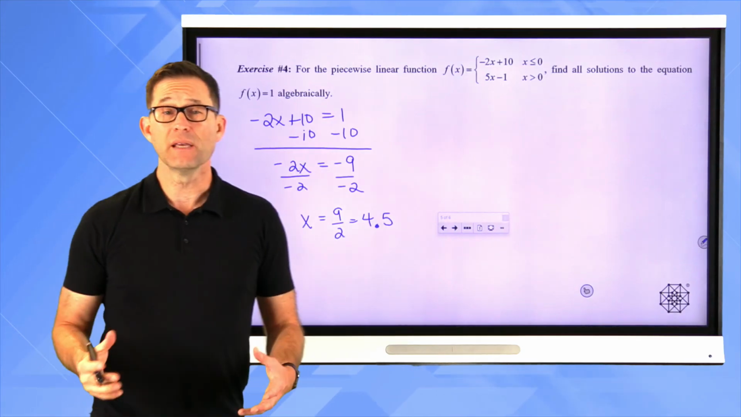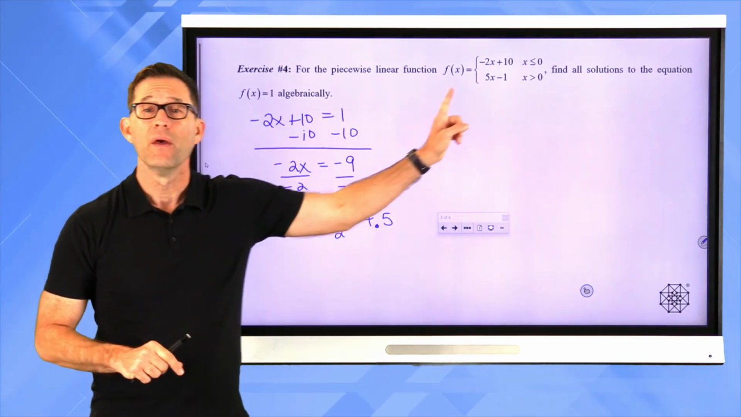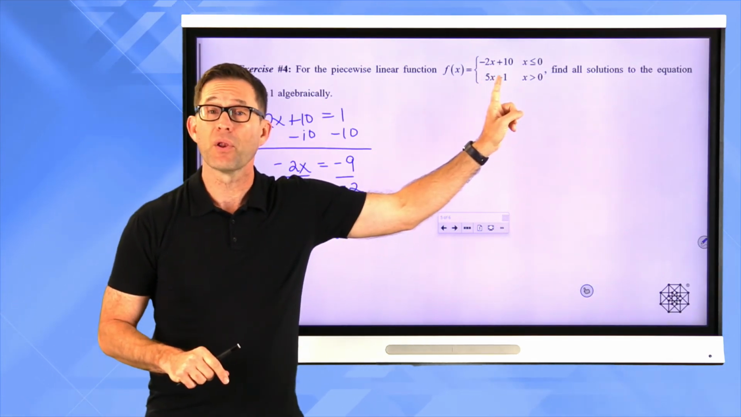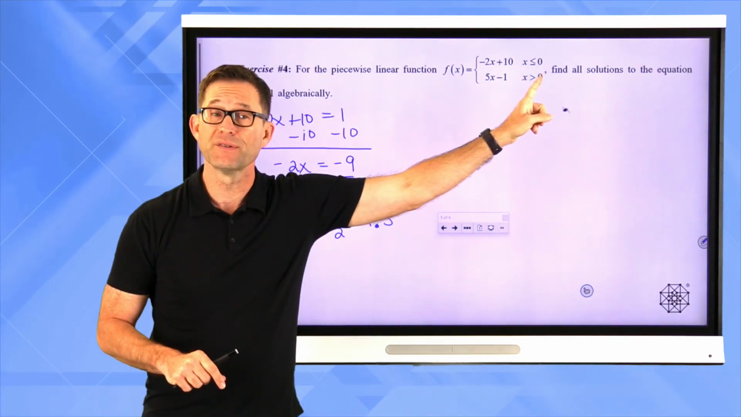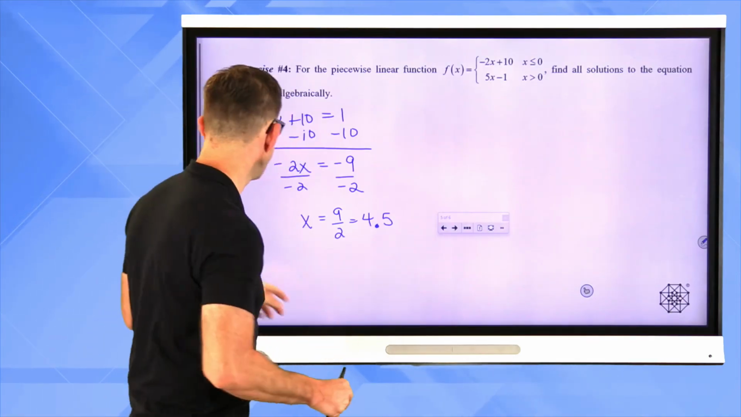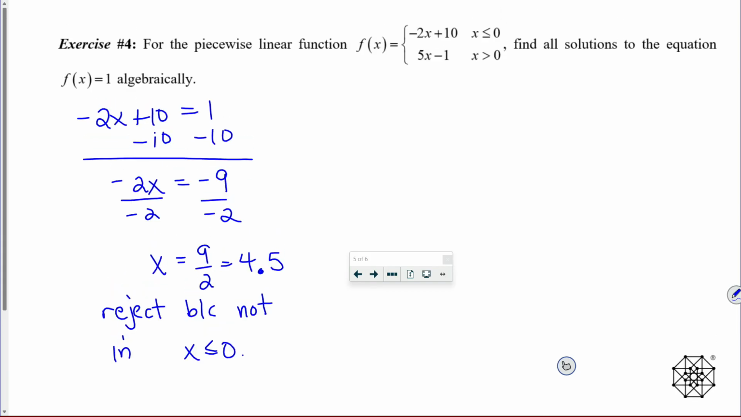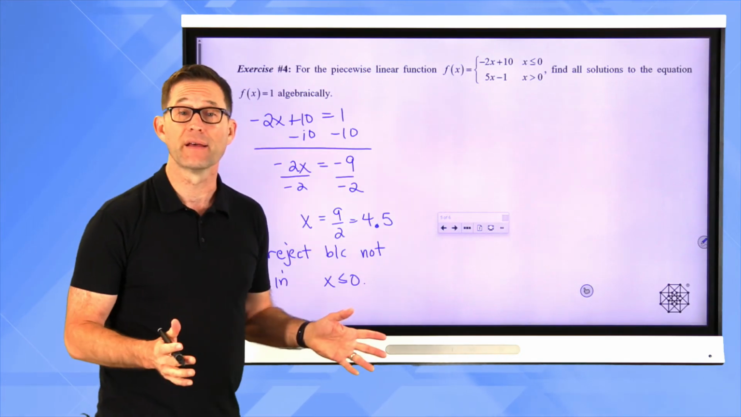Now, that seems like it's an x value that would give me a y value of 1, except this particular formula only applies when x is less than or equal to 0. And since 4.5 is not less than or equal to 0, we will reject this one. It's an extraneous root, we say. We reject it because it's not in x less than or equal to 0. All right, so that one's out, right? That is not an answer.